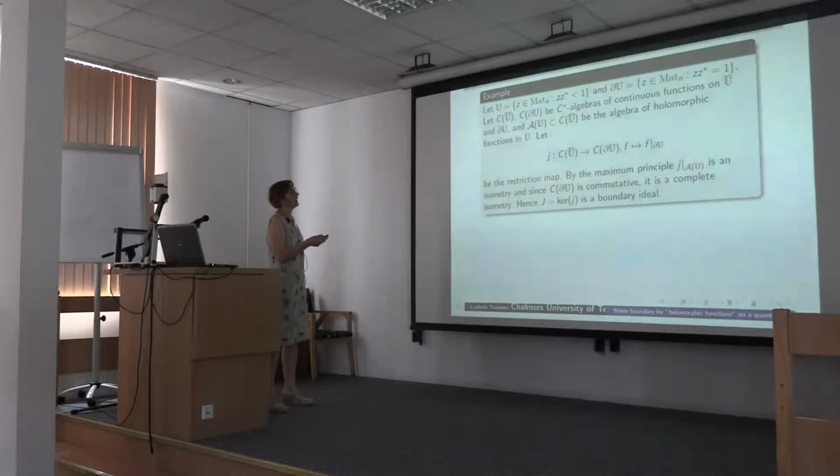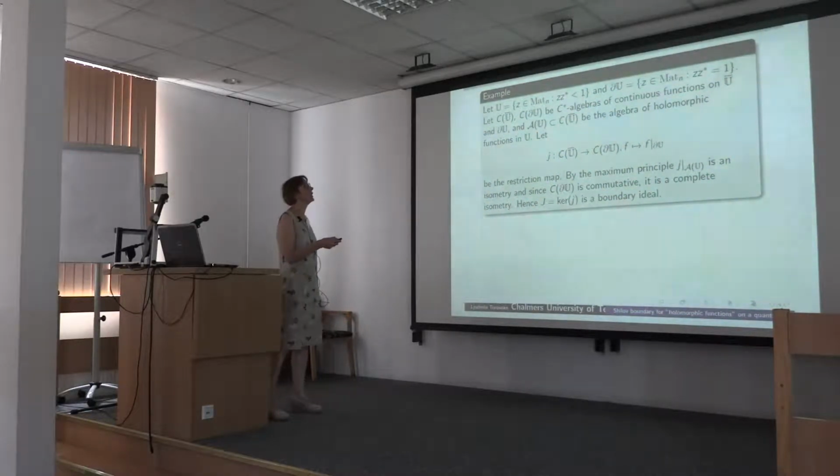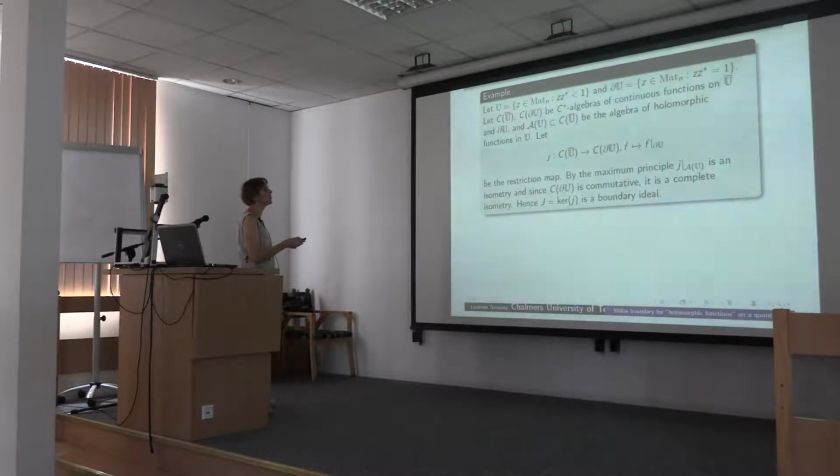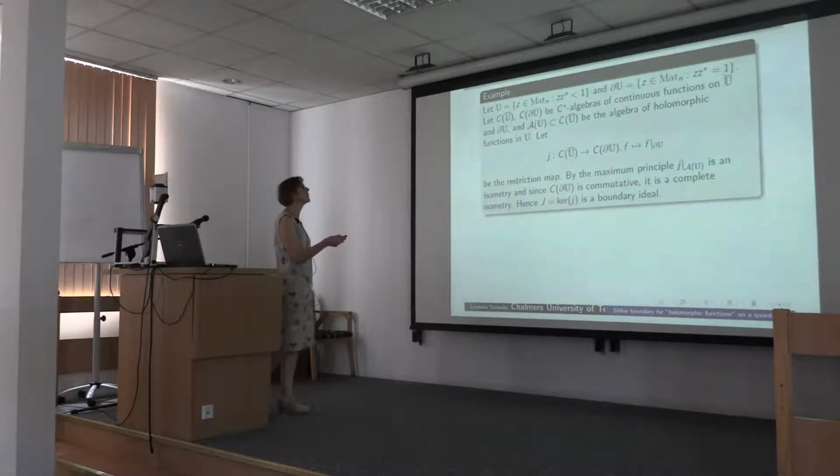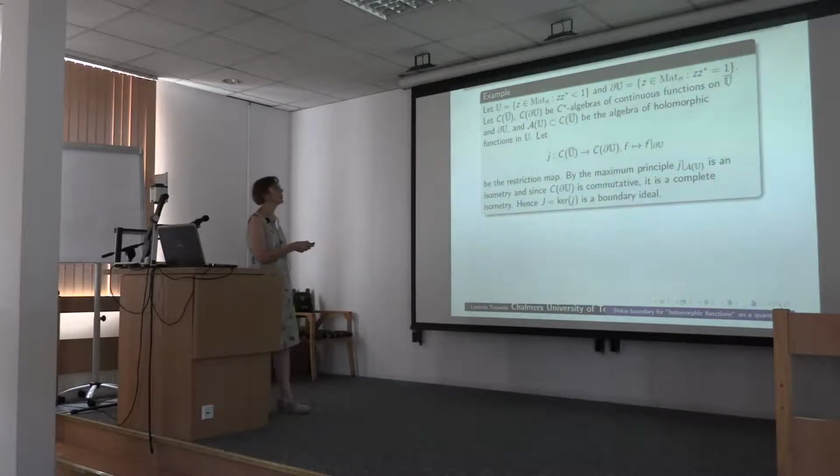So we consider the matrix balls. We consider n by n matrices, and we consider all matrices Z such that the norm of Z is less than 1, or Z star is less than 1 as an operator. And we consider the boundary of U. So this will be just the unitary matrices. So I consider continuous functions on the closure of this unit ball. I consider continuous functions on these unitary matrices. This is a commutative C-star algebra of continuous functions.